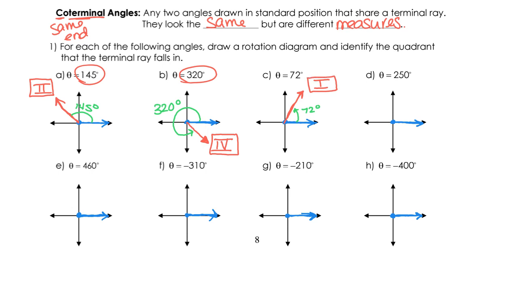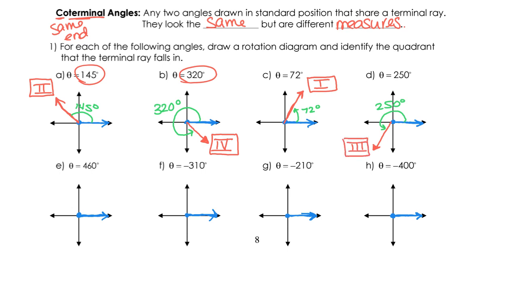Part D, 250 degrees. So straight up is 90, horizontally would be 180, straight down is 270. It didn't quite make it to 270. So I'm going to go ahead and draw it over here so that if I were to measure this angle right here, that would be 250 degrees. My terminal ray is down here in quadrant 3.